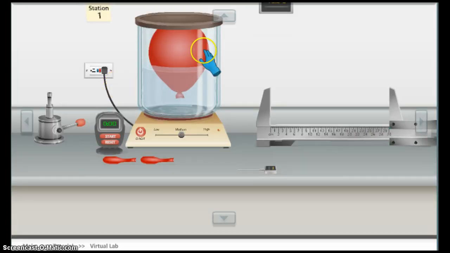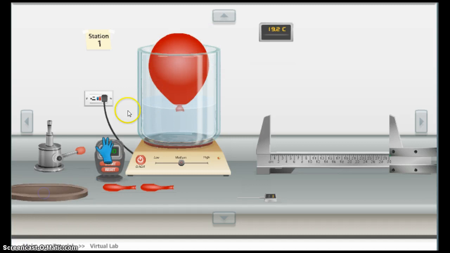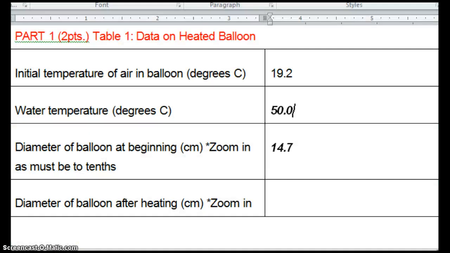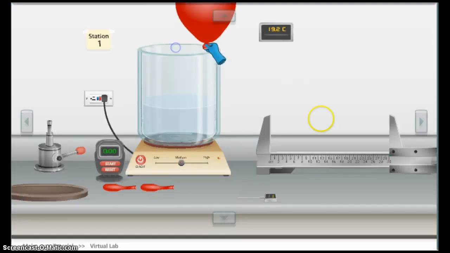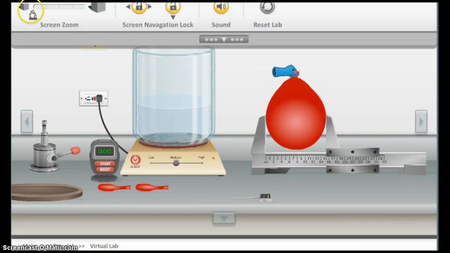All right, so our timer went off, and that means that our balloon had enough time to heat up from the water. And so we're going to measure it, and let's check back what it was originally. Originally, it was 14.7 centimeters across. So let's go ahead and measure it now.